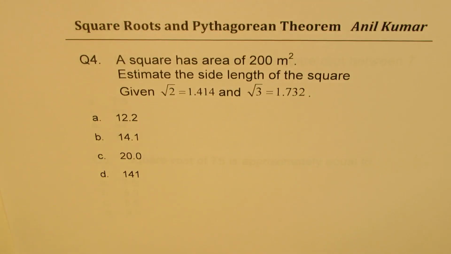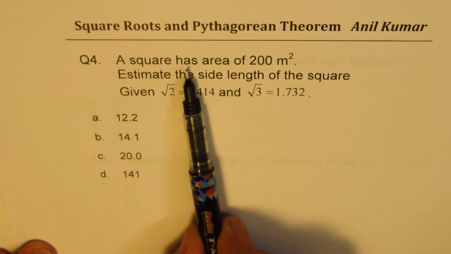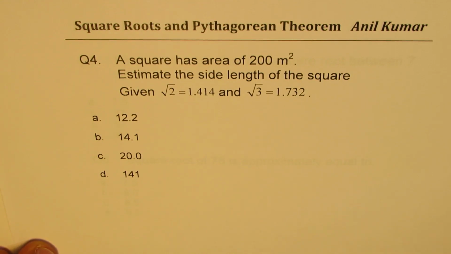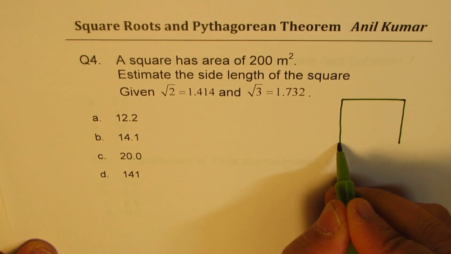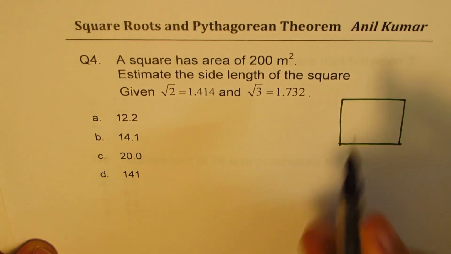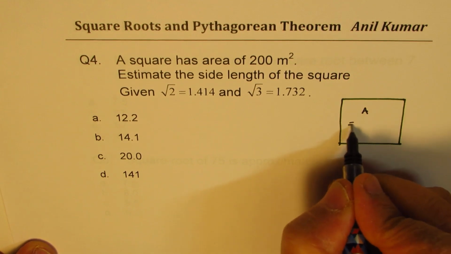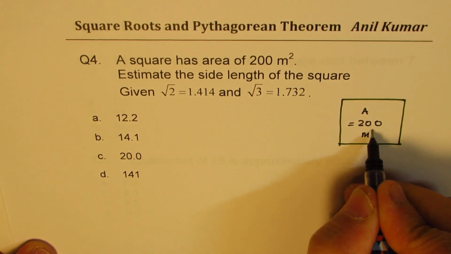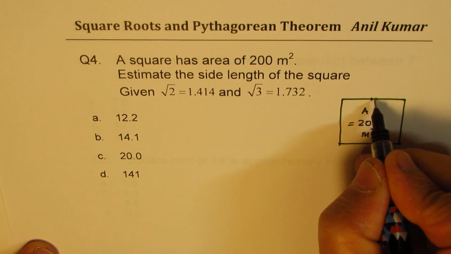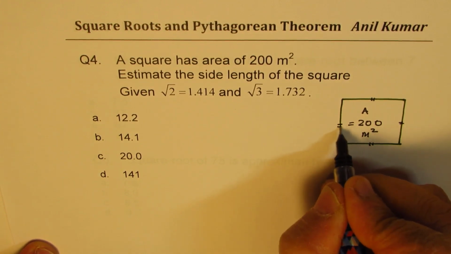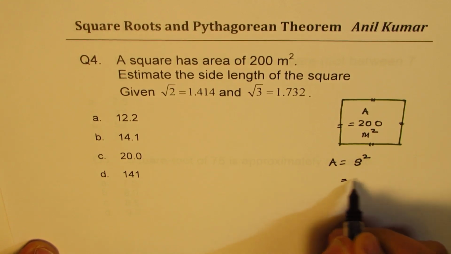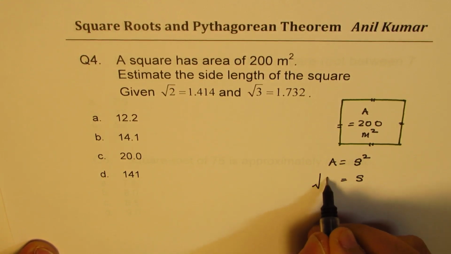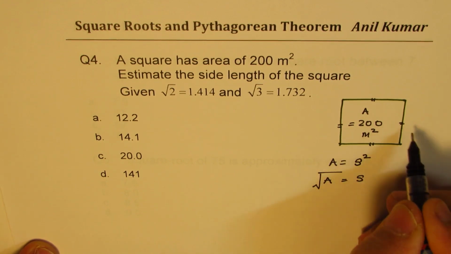Let's move on and take question number 4. Now this is an application question. A square has area of 200 meters square. So area, let me just make a square here. So the area is 200 meters square. Now for a square, all sides are equal. So what is the area equal to? Area is side square. So the side should be equal to square root of A. That is how you find each side.